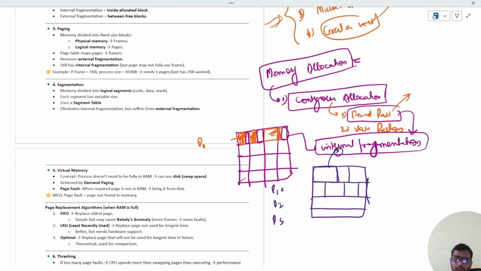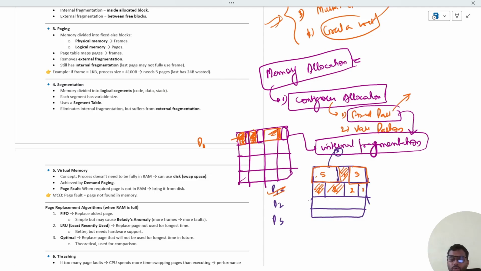What is external fragmentation? Suppose this is 5 MB, this is 1 MB, this is 3 MB, this is again 1 MB, this is 2 MB, this is 2 MB, and this is 1 MB. Now suppose this one is freed. This process is freed, so let us empty this one. Okay, try to understand. Once you understand, you can solve any numerical or any theoretical questions on this. Now this P1 has finished execution, so this is vacant, but this process is still running, and this is vacant, and this is running, and this is also running. This is vacant, and this is vacant.